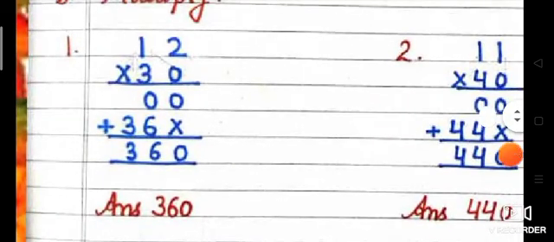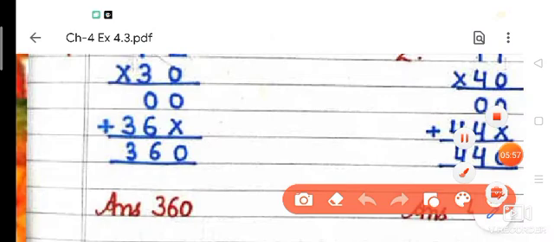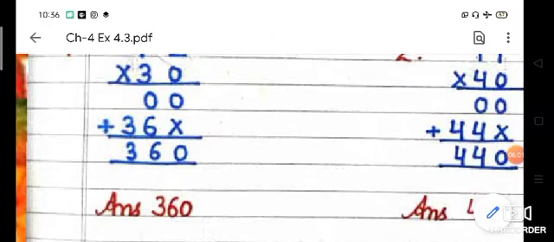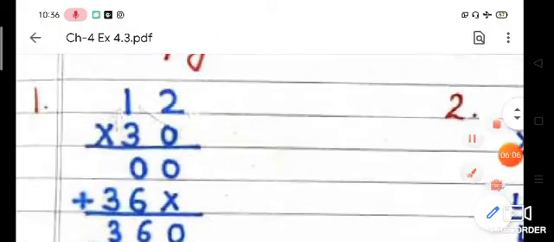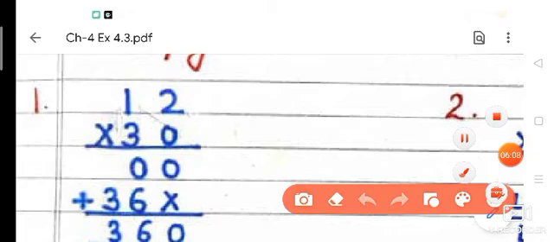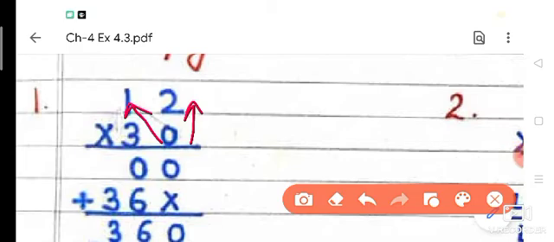Look here. Let me make it closer so that it will be visible properly. Okay students, see now. Firstly, how are we doing? 0 with this number, 0 with this number. 0 with ones and tens both. Then put a cross and start multiplying the second number with ones and tens.